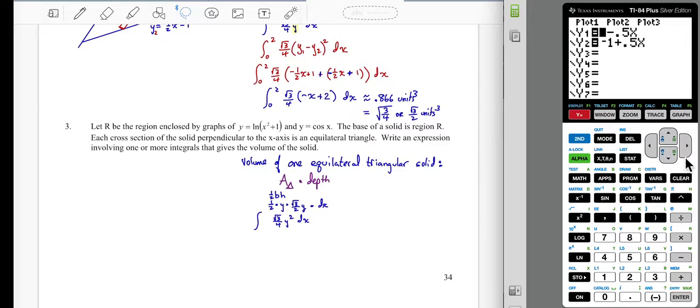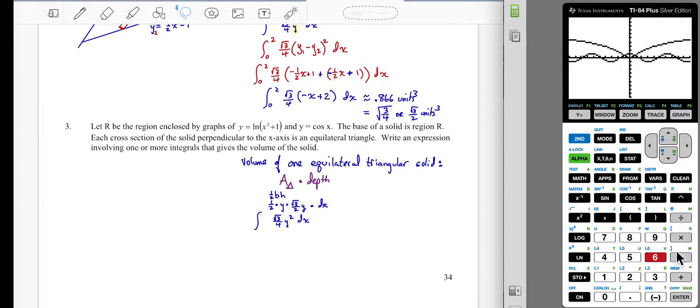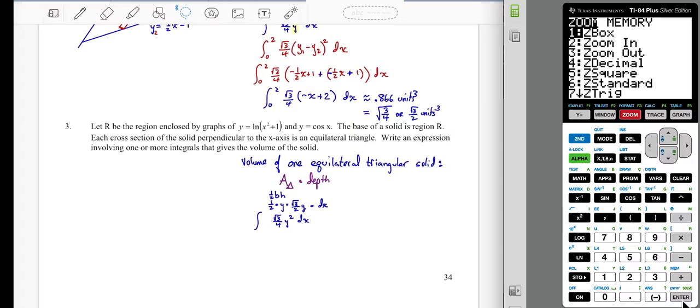So, different equations. Let me get the natural log of x squared plus 1 in there, and the cosine function. Take a look, a lot of stuff going on here, but it looks like the bounded region is right here. So what I'll do is a quick zoom box, just so I don't have to think.